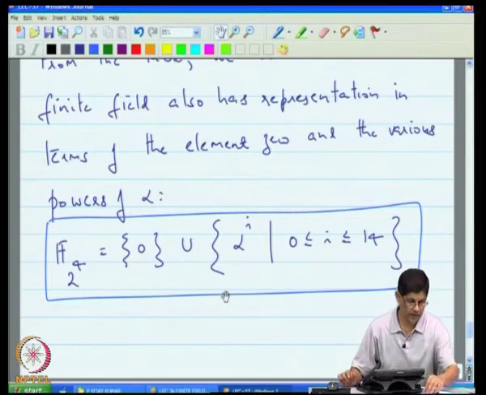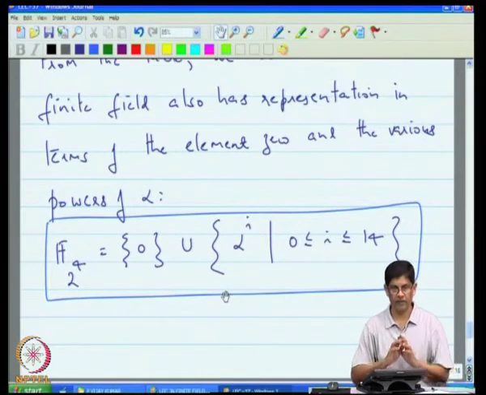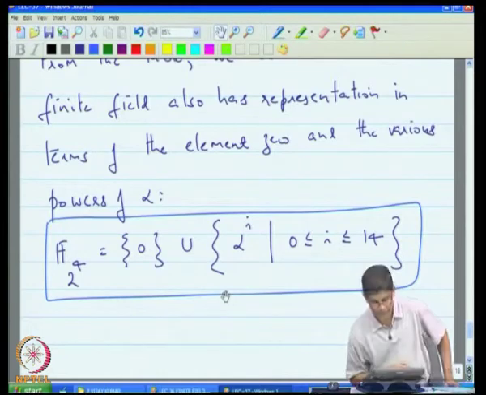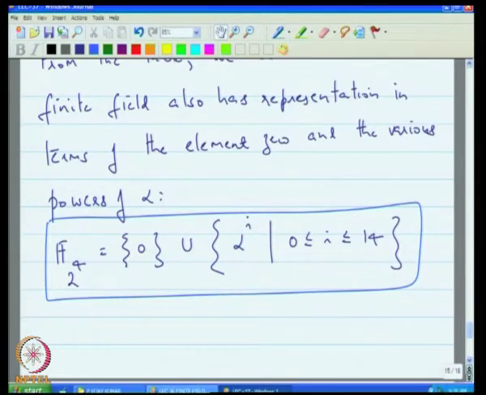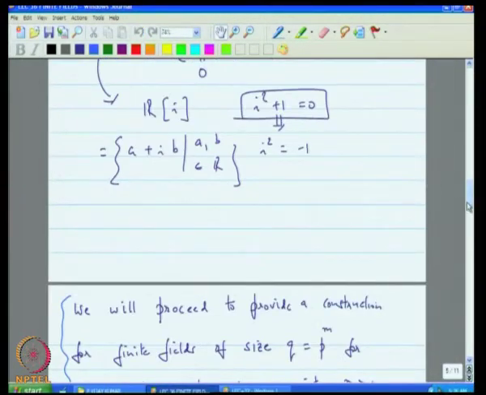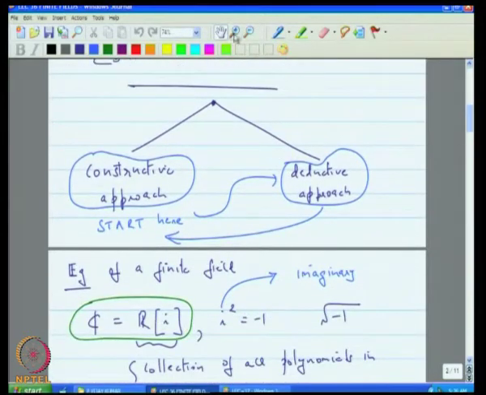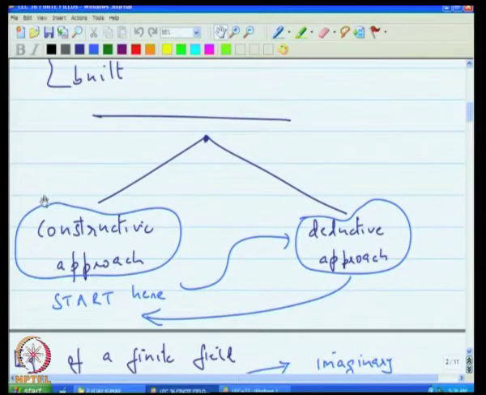All right. So, now I have given you a construction for finite fields, and hopefully now you know how to construct a finite field of any size of the form p to the m for any prime p and any integer m greater than or equal to 1. Now what we want to do is, remember I told you that we are going to take two different approaches towards finite fields, and the first is the constructive approach. So, we have just completed the constructive approach. Now, we are actually going to take on the deductive approach.